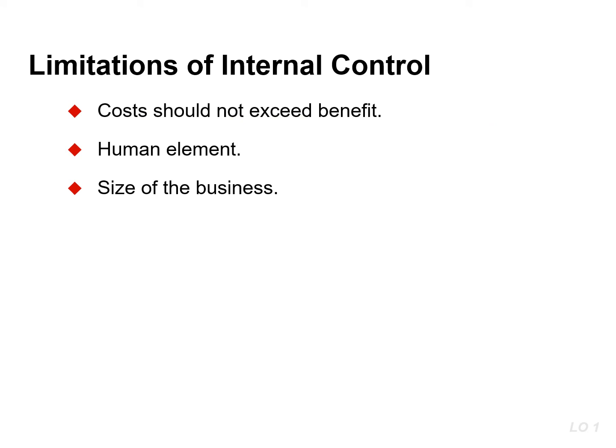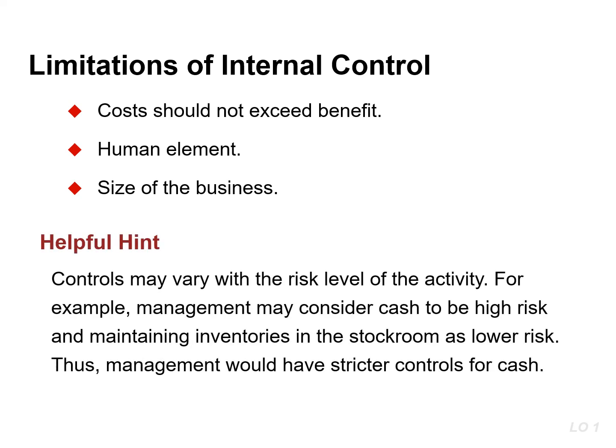Companies generally design their systems of internal control to provide reasonable assurance of safeguarding their assets and reliability of the accounting records. The concept of reasonable assurance rests on the premise that the cost of establishing control procedures should not exceed their expected benefit. Controls may vary with the risk level of the activity. Management may consider cash to be high risk and maintaining inventories in the stockroom lower risk. As a result, management would have stricter controls for cash.